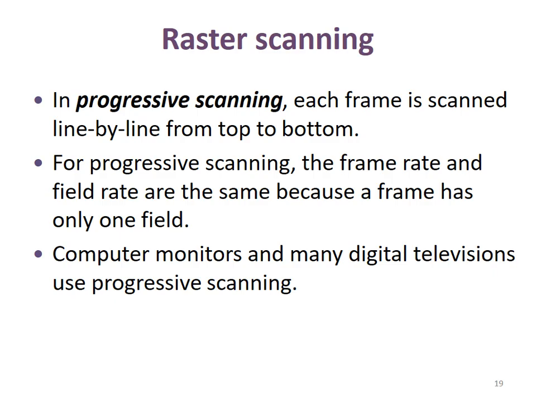Based on the definition of upper and lower field, we can see what progressive scanning is. We just ignore the definition of field. We scan line by line from top to bottom. So no special mechanism, just scan the lines one by one from top to bottom. Then we call this progressive scanning.